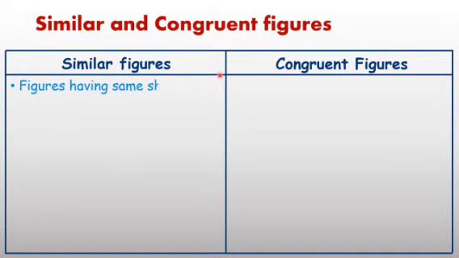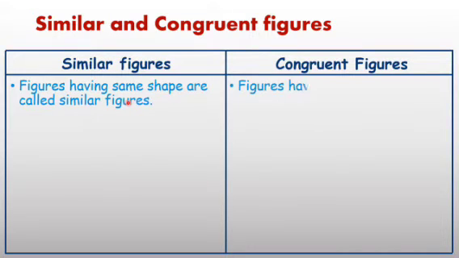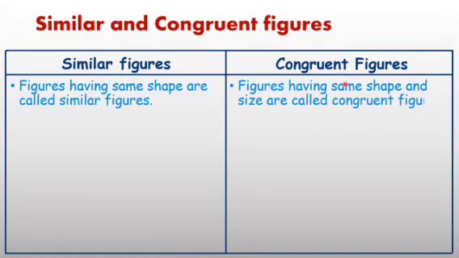Similar figure means figures having the same shape are known as similar figures. But in congruent figures, figures having the same shape and size are known as congruent figures. Same shape means the shape is the same but size may be different. In other words, same shape means they are visible in the same pattern. But size means dimensions, if the dimensions are proportional.